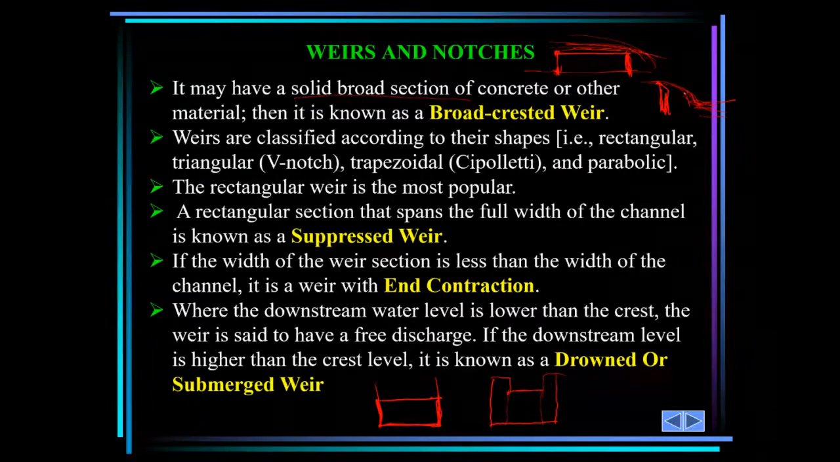So this has a free discharge. If the downstream water level is higher, it means it is submerged, isn't it? It is submerged, meaning it is drowned. It's like underwater. The weir is completely drowned.